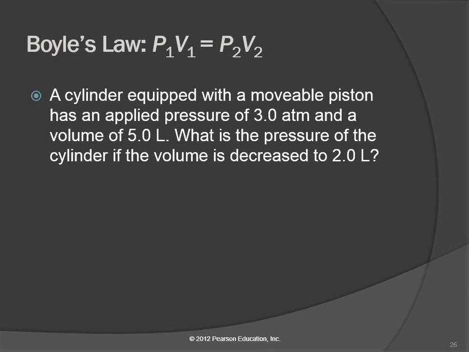So there's going to be a lot of word problems in this chapter. I'm sorry if you don't like word problems. Always read the whole question. A cylinder equipped with a movable piston has an applied pressure of 3 atmospheres and a volume of 5 liters. What is the pressure of the cylinder if the volume is decreased to 2 liters?